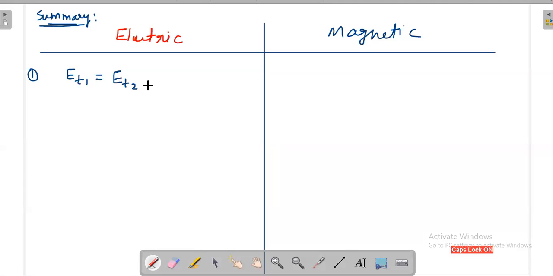Whenever you are having a dielectric to dielectric boundary, the tangential component is always the same, irrespective of whether you have charge or not on the surface of the dielectric boundary. Okay, that's why I'm not putting any condition here.